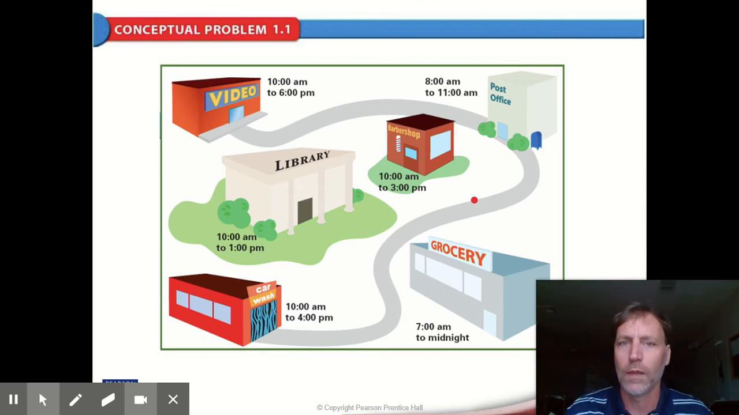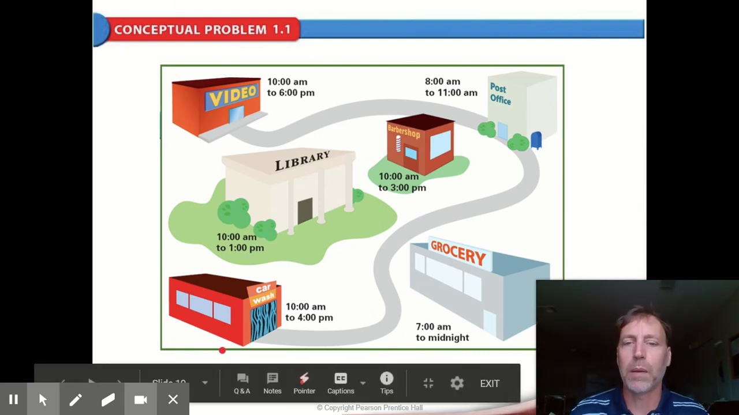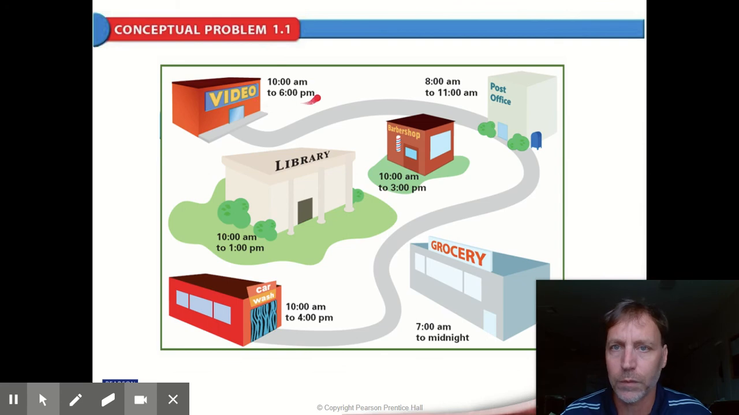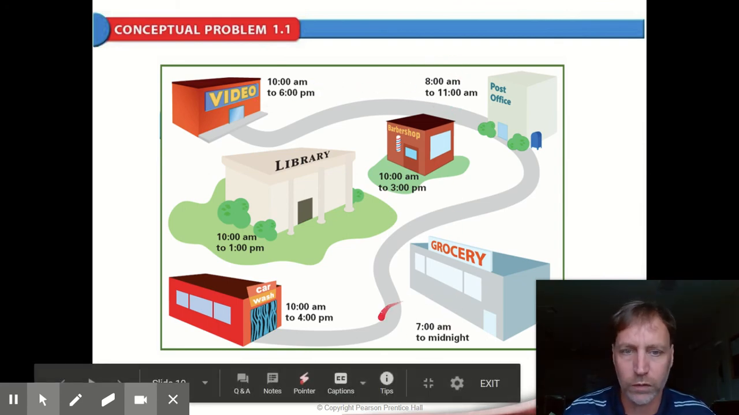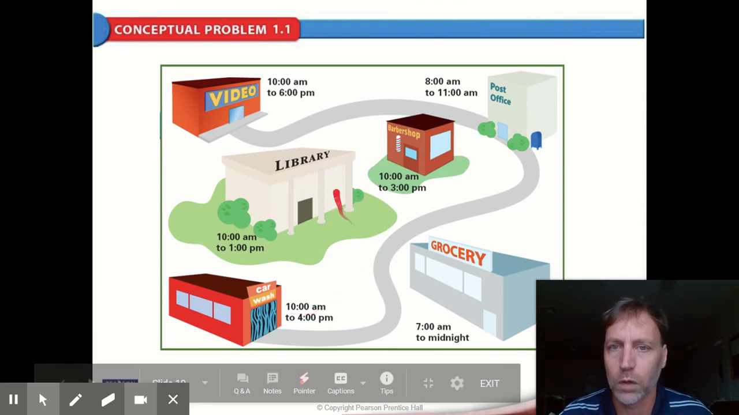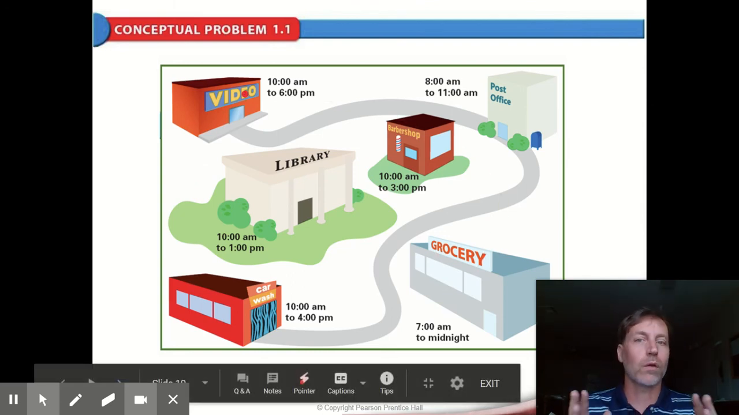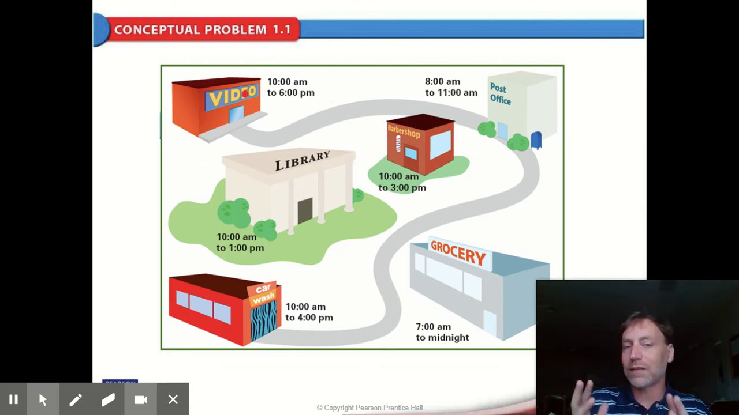So here it is right here. Here's a conceptual problem. He's going to drop off a video. He's going to run to the post office and then to the barber shop, and then to the library, the grocery, and then to the car wash. So based on all of these problems here, this is when they're open, 10 to 6 for one store, 8 to 11 for another, likewise for these other ones. You have to analyze your distance on where you're going to go. So you're going to go to the library, then walk to the grocery store, then go to the video store based on the hours that they're open and the distance.